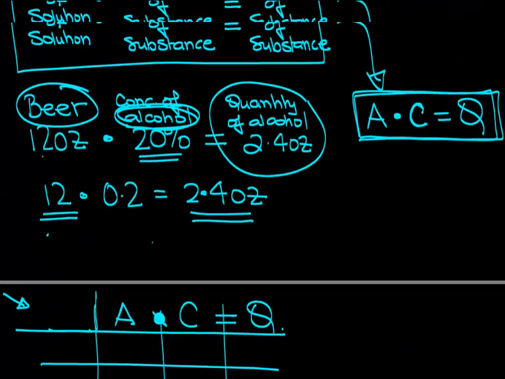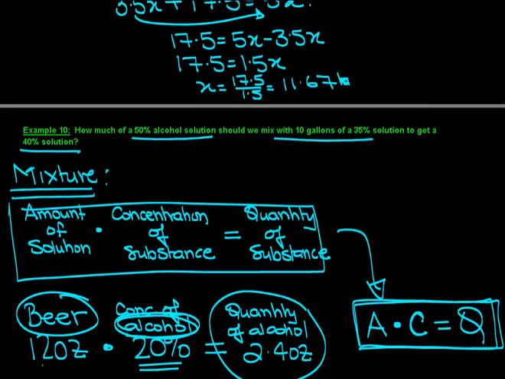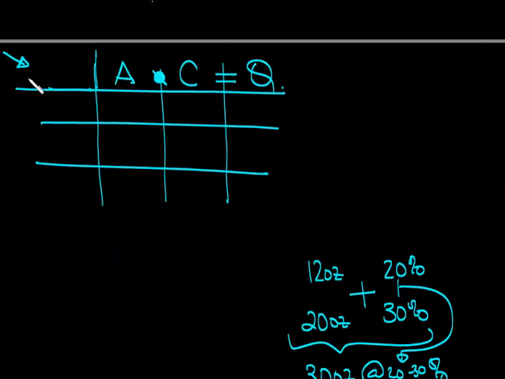So let's take a look at it. What are we working with? They've asked us how much of 50% alcohol solution should be mixed with 10 gallons of 35% solution to make 40% solution. Okay, 50, 35, and 40. So we're looking at alcohol. That's what we are looking at.